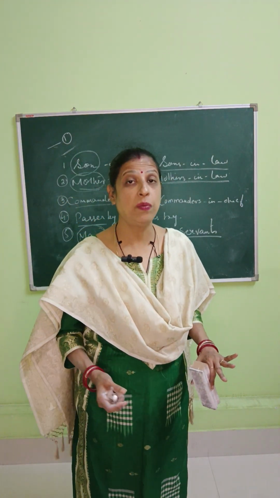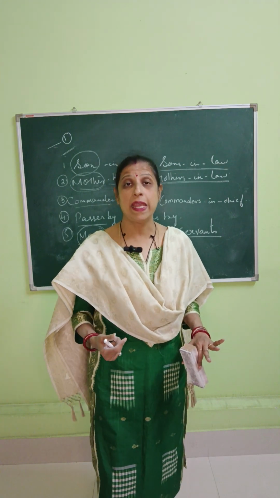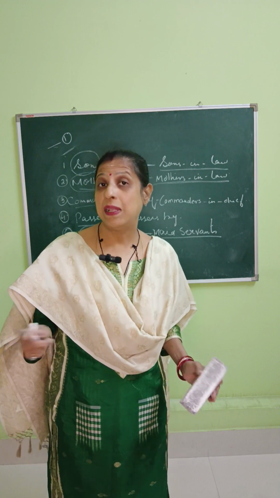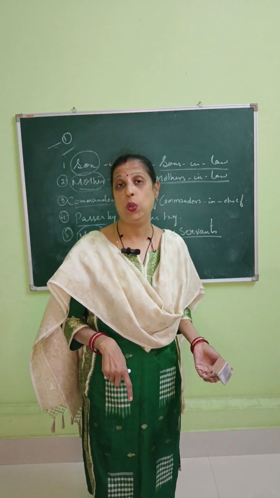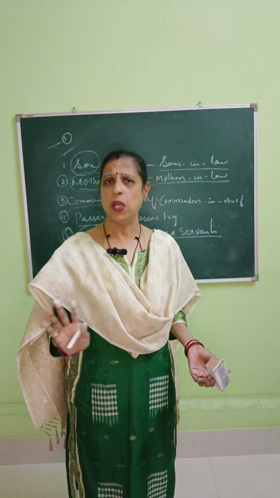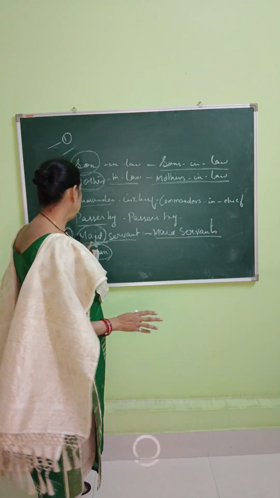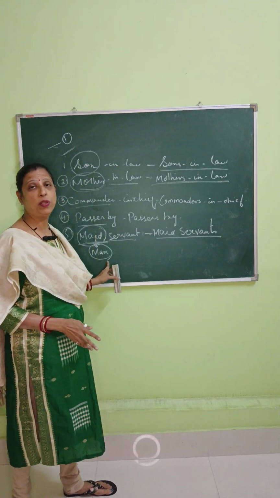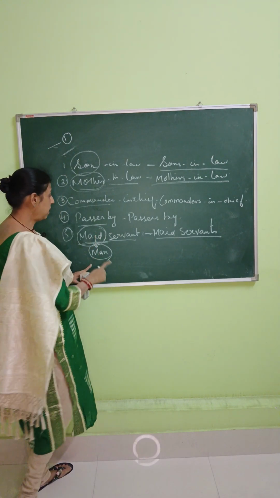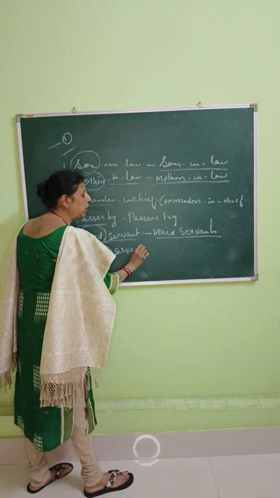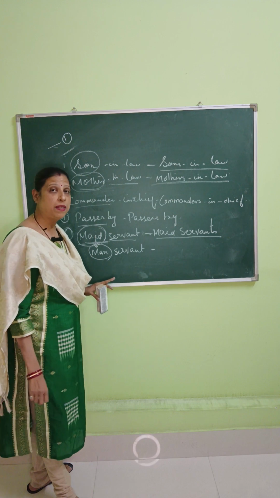If there is a female servant in your home, you can say, I have a maid in my home. But if there is a man servant at your home, then you can say, I have got a man servant at my home. Now here, this maid is the feminine gender for the word man. Now what will be the plural form for the word man servant?